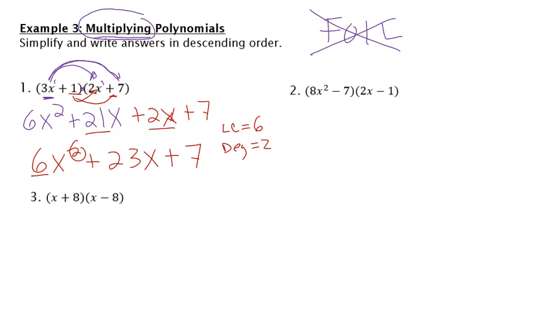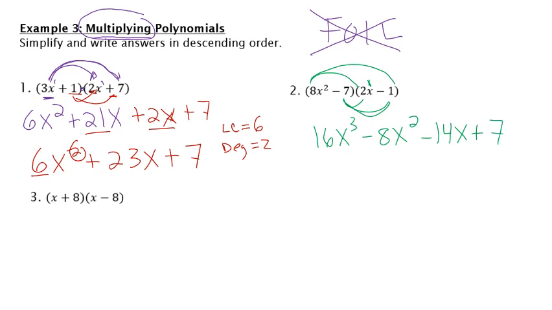Question 2 and 3 are very, very similar. So you're really just distributing, making sure that when you're multiplying like bases, you're adding the exponents. So this first one would be 16x to the third minus 8x squared minus 14x. Then negative times a negative is a positive 7. We can't simplify any further, so this would be my final answer.